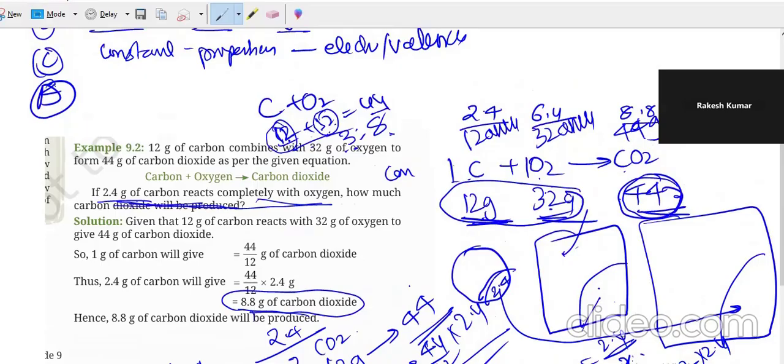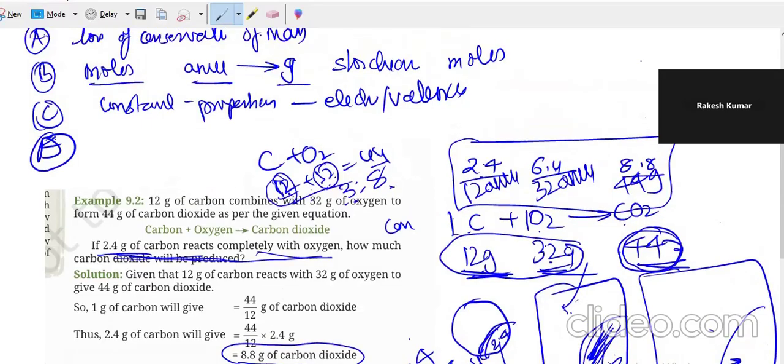So if you reduce the amount of carbon, you will get less carbon dioxide and less oxygen will be consumed, not the whole thing. And they will be in the same ratio, but the law of conservation of mass is still followed because the law of constant proportion is still followed. 2.4, 6.4, 8.8 will always have the same ratio. Everything is followed. So these four things are the most important.